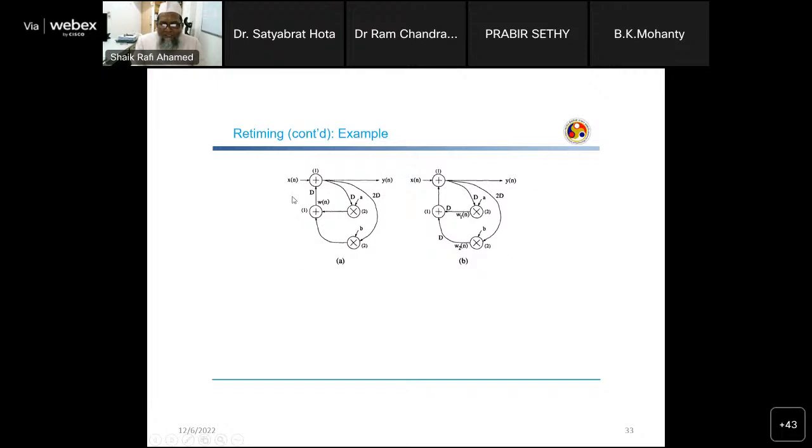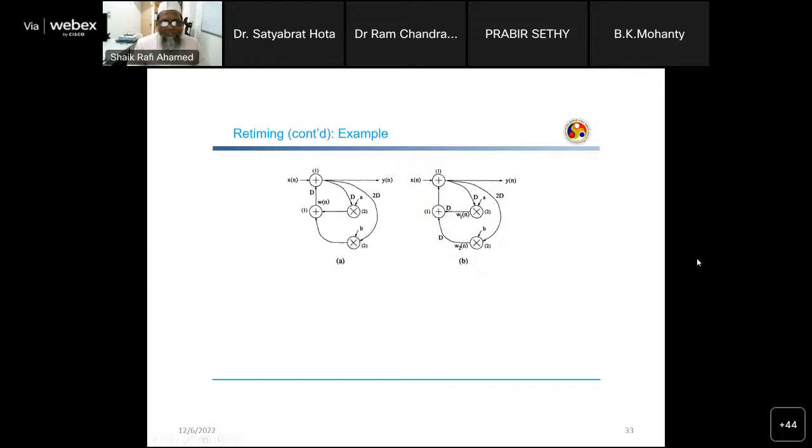What is that you have done? Only just changed the location of this delay element. Here the delay was there. You pull this delay and you have placed the delay here and here. This is what is called the retiming technique. In the retiming technique, you have to properly choose the location of the delays so that the critical path will be reduced.